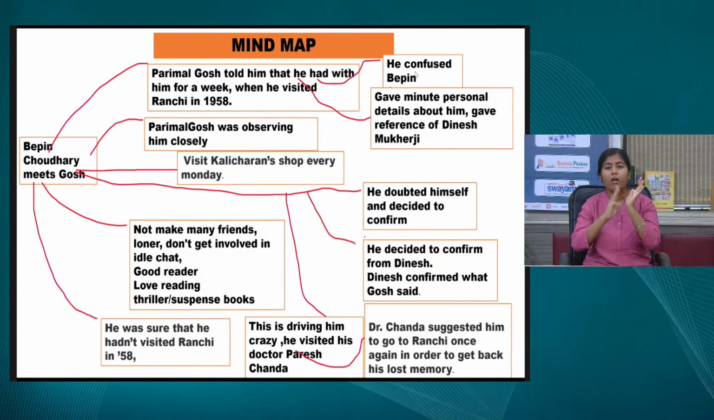Ghosh came forward and told Bepin that he had been with him for a week when he visited Ranchi in 1958. Now, Bepin was a very loner person. He doesn't like to mingle much, and he's a very good reader. In a week, he used to complete almost 5 books, and he mostly read thriller and suspense books.